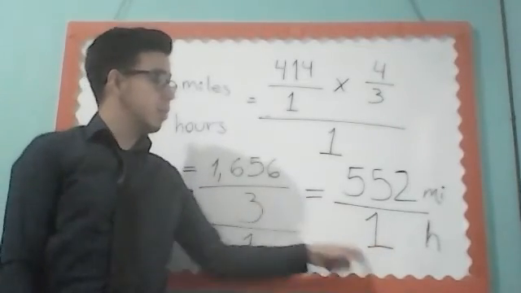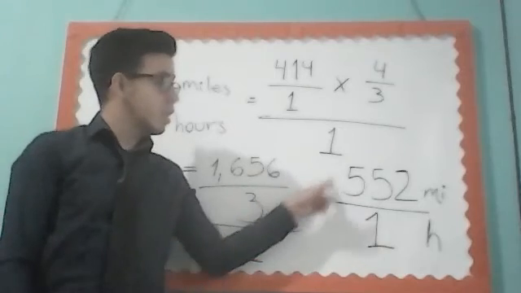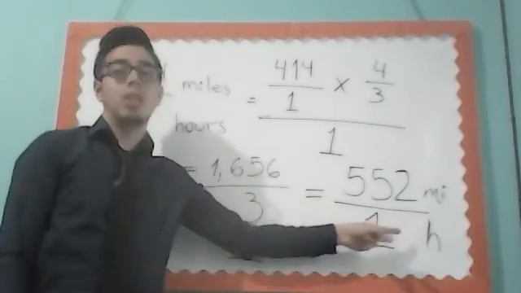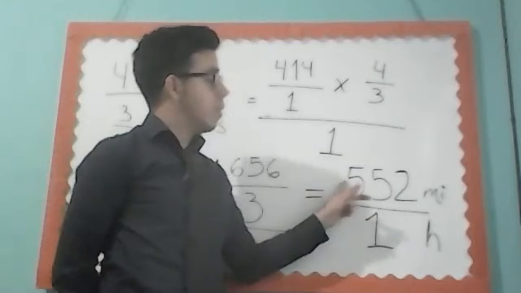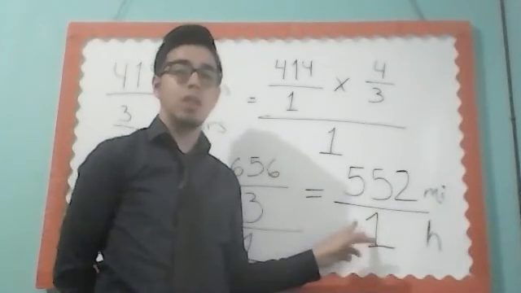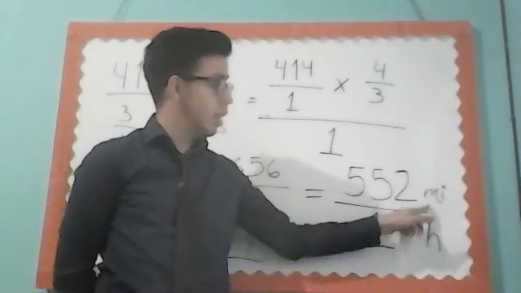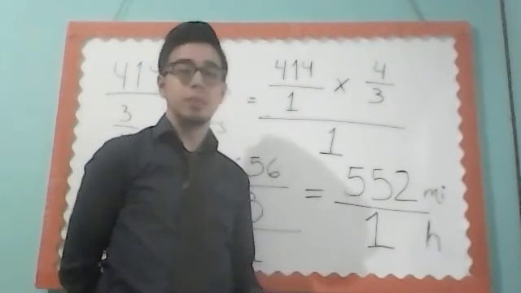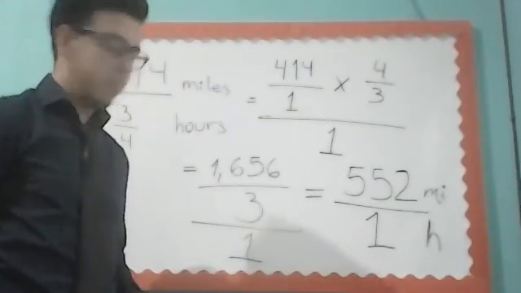Maybe the 1 sometimes doesn't seem so important, but in this case, it's important to relate the quantities. Remember, they are different units. In the 552, you have miles, and the 1 is in hours, so you cannot eliminate the 1 because it's in a different unit from the miles. It's a different unit, so you need to copy the 1.